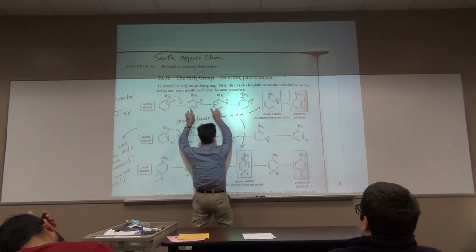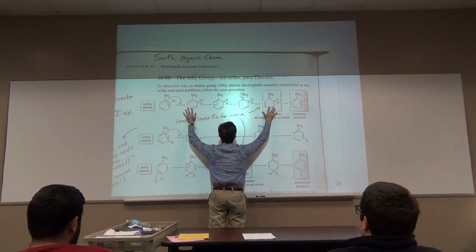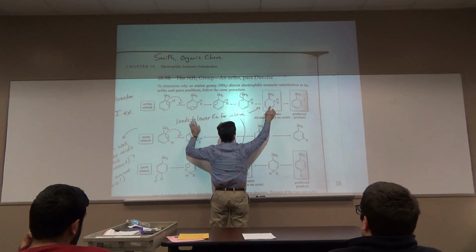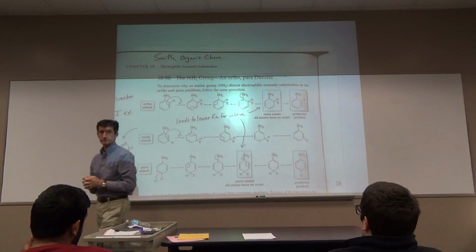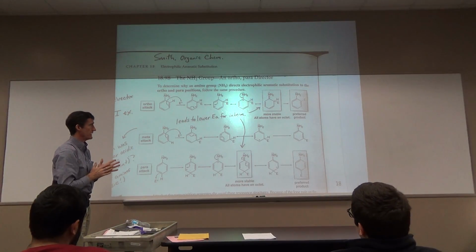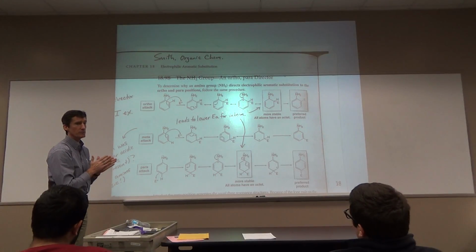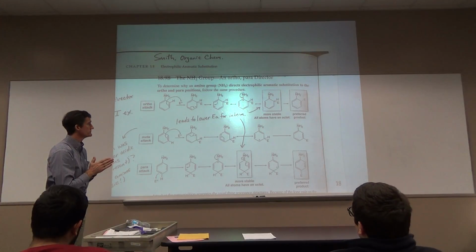Here are 4 resonance structures for the intermediate. Which one's the major resonance structure? Your right hand. The one in the box. Why? Most bonds. More bonds. Yeah, that one has more bonds. Even though the positive is on nitrogen, it has more bonds. We've seen many examples like that.